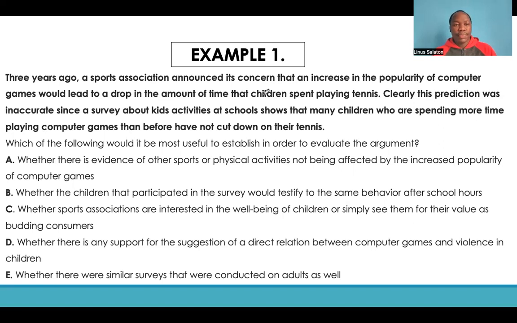So example 1 says, 3 years ago, a sports association announced its concern that an increase in the popularity of computer games will lead to a drop in the amount of time children spend playing tennis. Clearly, this prediction was inaccurate, since a survey about kids' activities at school shows that many children who are spending more time playing computer games than before have not cut down on their tennis.